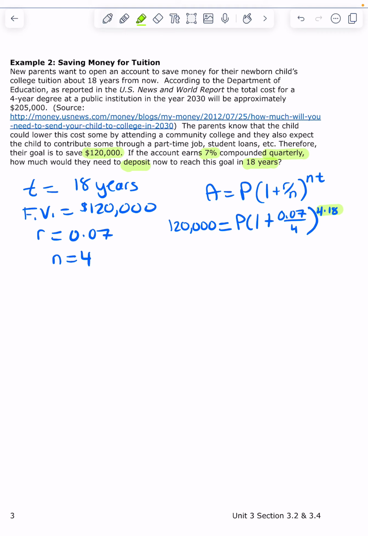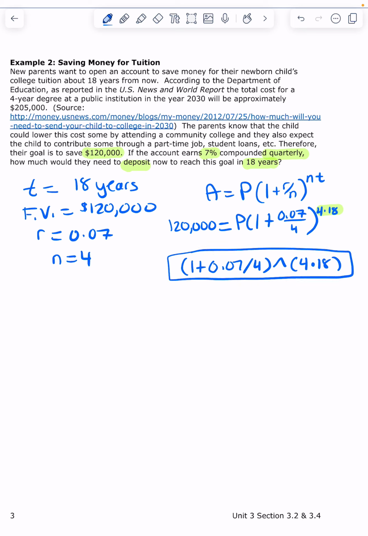So when you put it in a calculator, you would type parentheses 1 plus 0.07 divided by 4, and then raise to the parentheses 4 times 18. That's how you would do it in a calculator. Some calculators have an exponent that actually goes up into the exponent and stays there until you go out. But this will work no matter what calculator you're using.